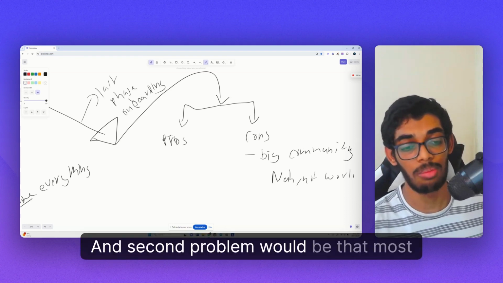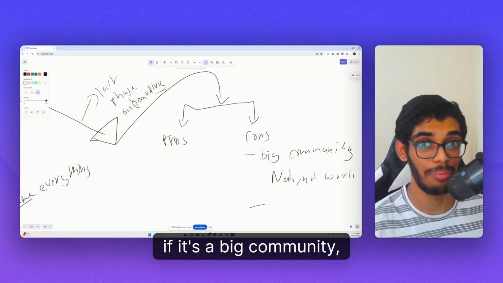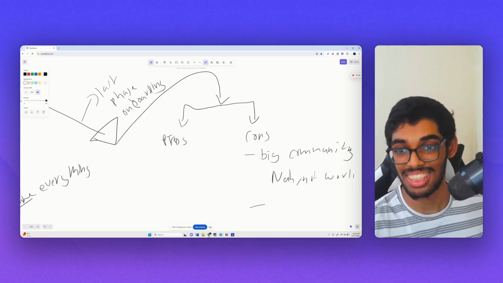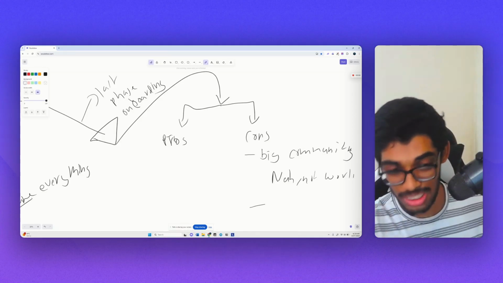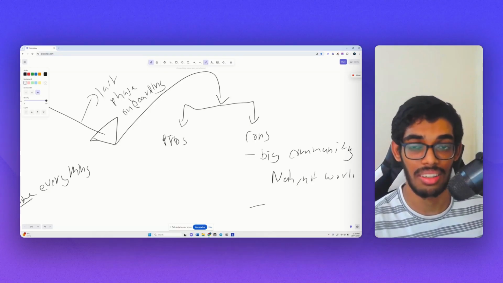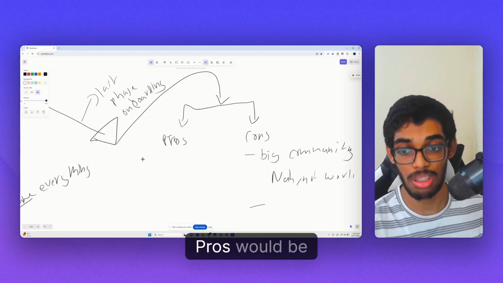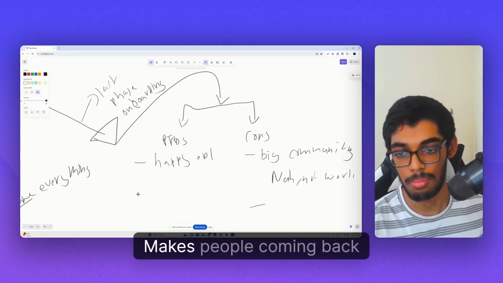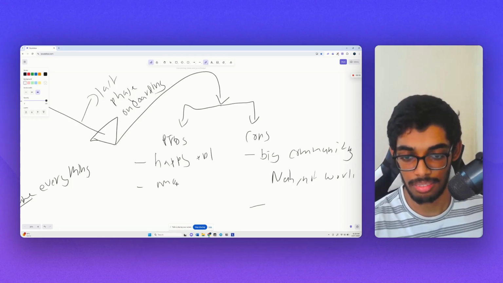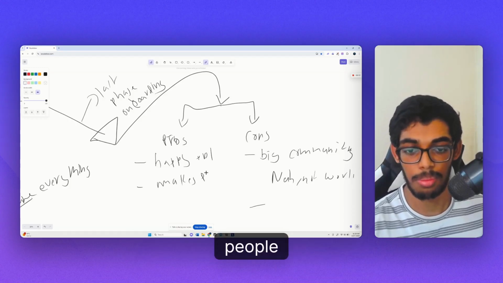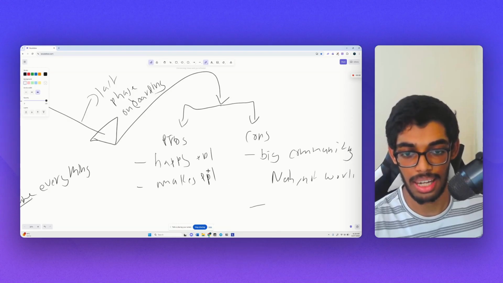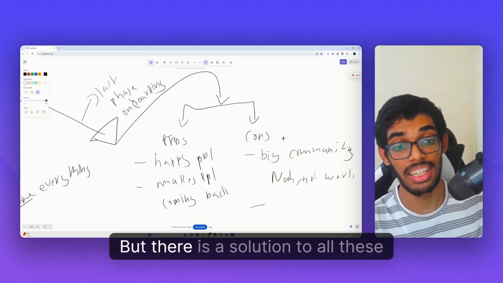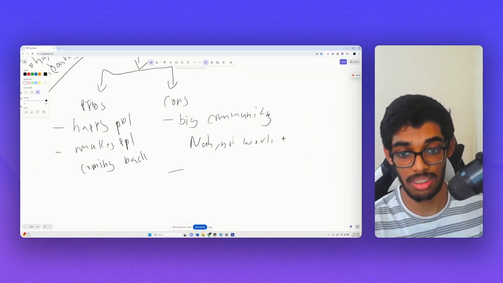And the second problem would be that if it's a big community, right, you will have bots, you will have these scammers, you'll have all these bad things joining up, and it's gonna be hard. But the pros would be happy people, which makes people come back. But there is a solution to all these cons, right?